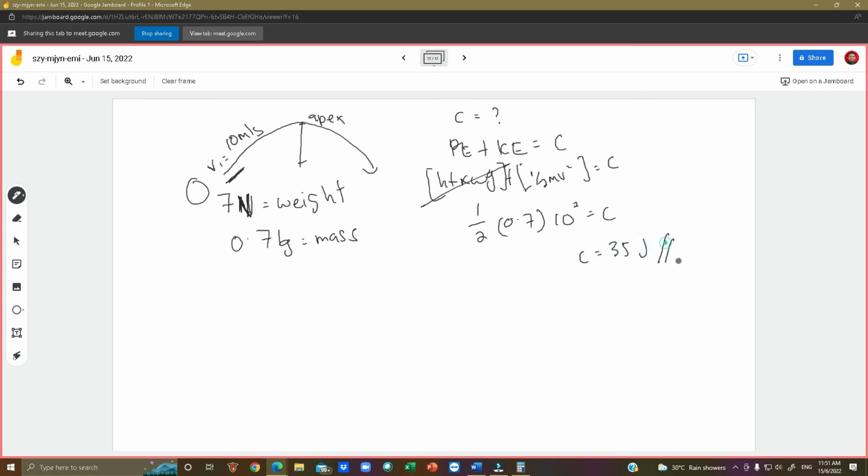Okay, ni constant. And now when we know constant, we have weight, we can find how high based on apex, where constant equals to PE plus KE. At the apex, KE is 0. So constant equals to height time dengan weight dia 7. So height is 35 over 7 and you're going to get 5 meter. That is the maximum height traveled by the ball.